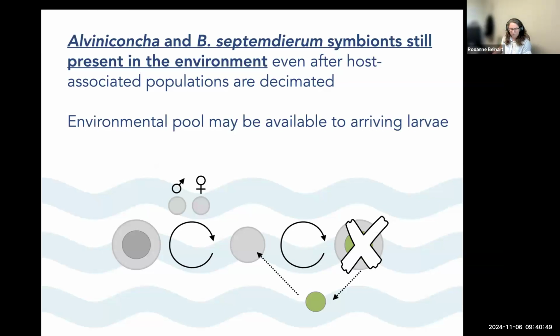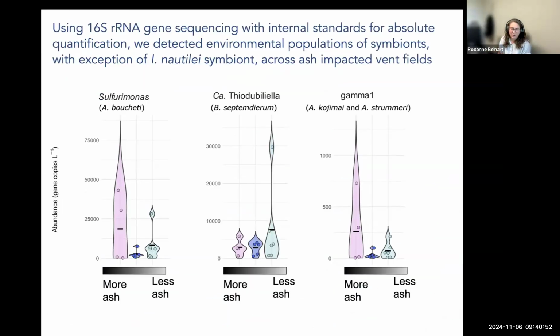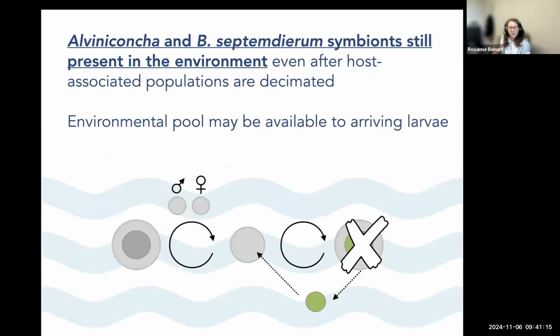The other thing I didn't note is that you'll see here that I don't have the symbiont of Ephemeria nautili, which is that one snail up here, at all. Interestingly, we did not detect the Ephemeria nautili symbiont at all in the environment across many, many samples. That's very interesting because it's putatively horizontally transmitted. We expected to find an environmental population of that symbiont, but we didn't find it at all. That's very intriguing. So just to summarize, the Alvinaconca and the mussel B.